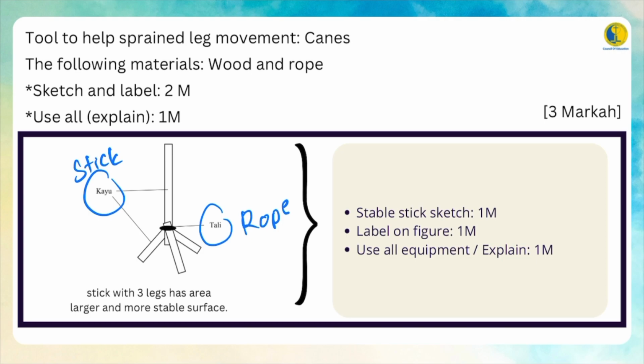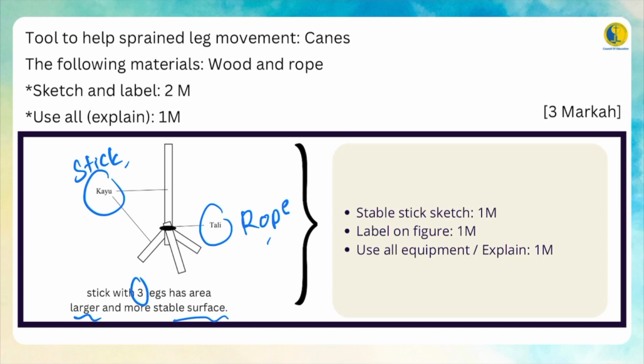Okay, now you have to draw. Label and draw. It doesn't mean that you have to draw a very nice drawing, 3D drawing, 2D drawing. No need. Just sketch. We are not in art class. Stick with 3 legs, larger and stable. Why 3? Why not 1?